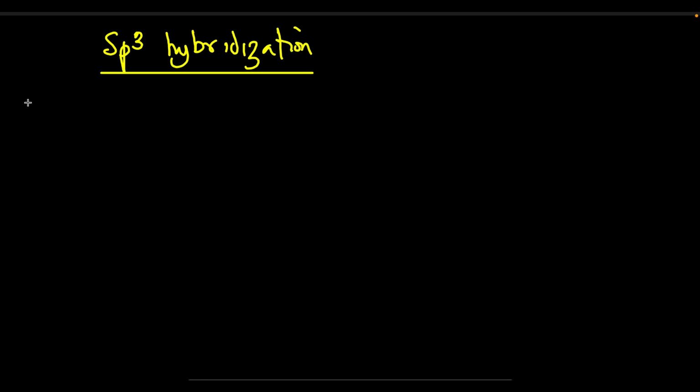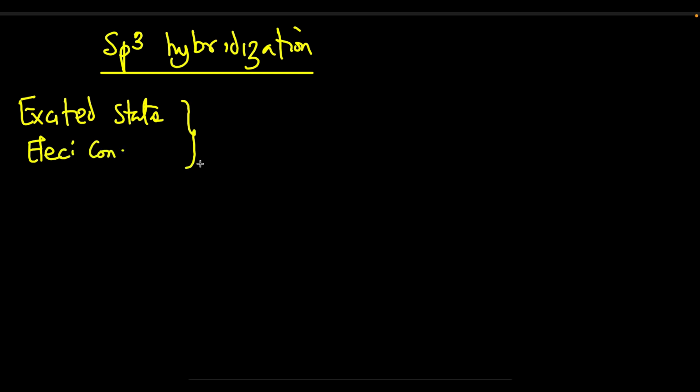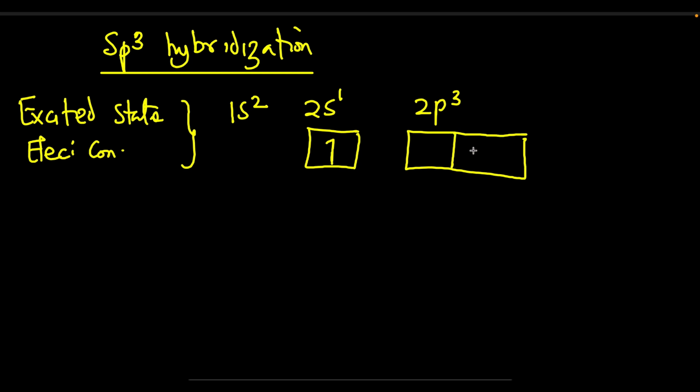If you could recall, the excited state electronic configuration of carbon was 1s2, 2s1, and 2p3. What do I mean? In this box, remember, one electron had to be excited and enter this other one. Now look at this. We are seeing this box as S, and this box as P.